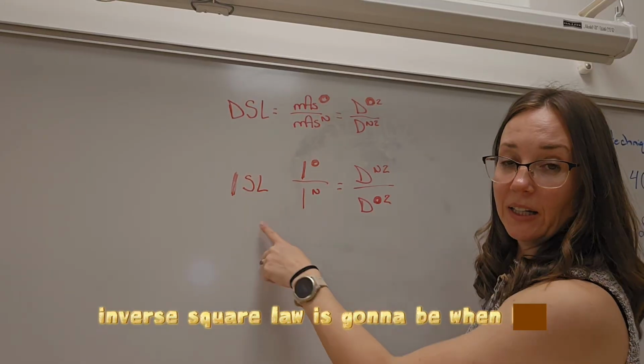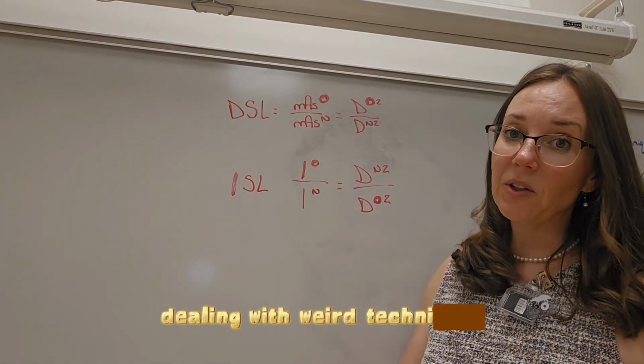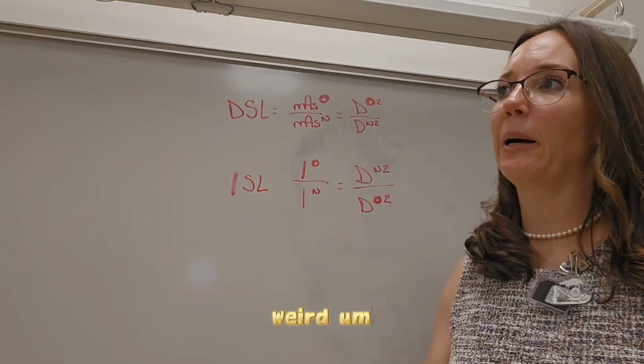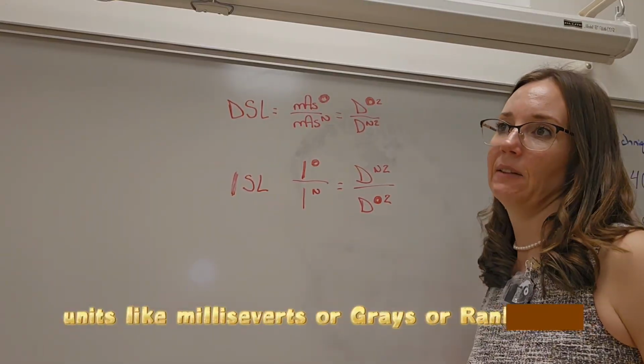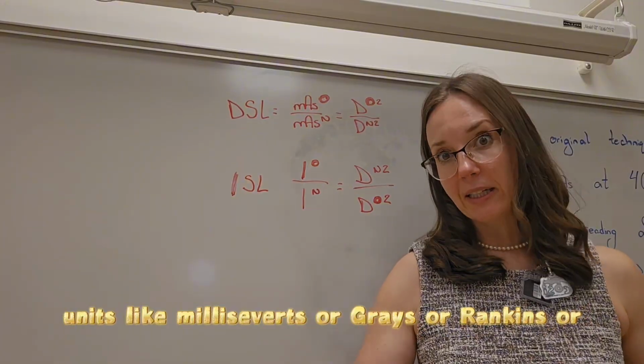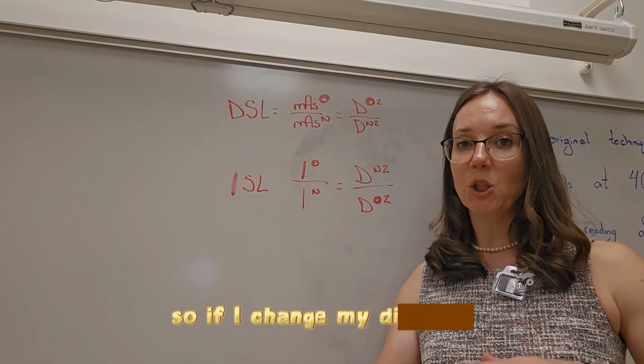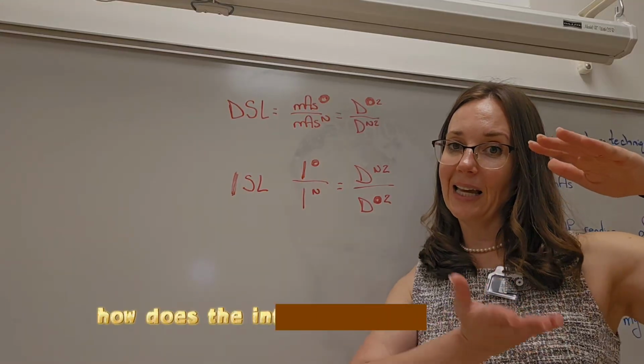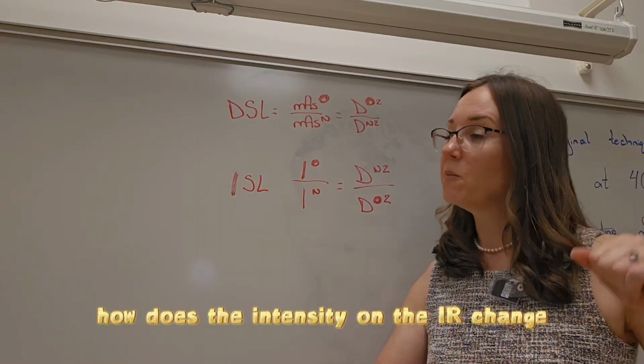Inverse square law is going to be when I'm dealing with weird techniques, weird units like millisieverts or grays or rankins or something like that. So if I change my distance, how does the intensity on the IR change?